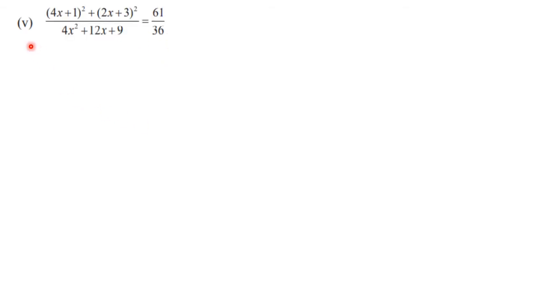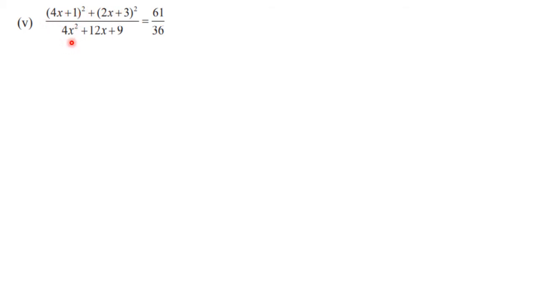Question number 5. ((4x plus 1) the whole square plus (2x plus 3) the whole square) divided by (4x square plus 12x plus 9) is equal to 61 upon 36. Now here this sum is easy. Only one small change you have to make.